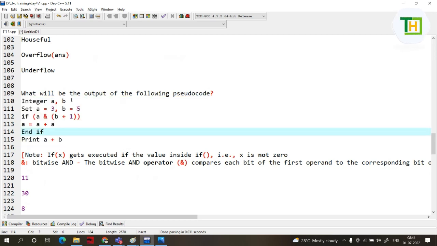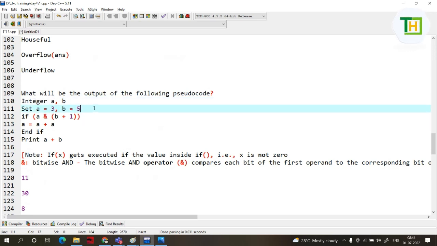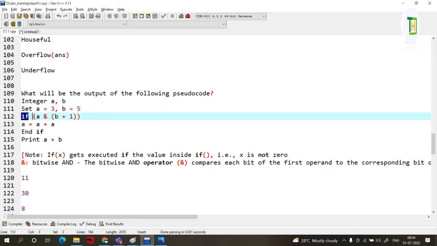Here there are two variables, integer a and b. A value is 3 and b value is 5. Then there is a condition here: if a and b plus 1, and this 'and' is not a logical and, it is a bitwise and. You have to know how bitwise operations work. I will tell you if there is time in the doubt session. These bitwise operations are very important when dealing with Capgemini pseudocode questions. This is bitwise and here.